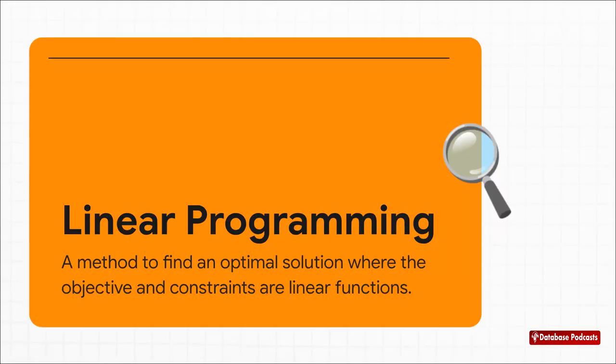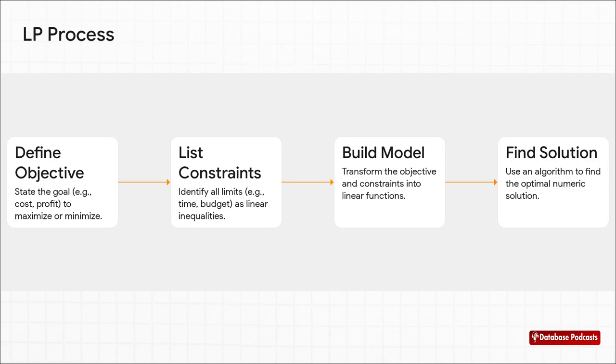Linear programming is just this incredibly powerful way to find the absolute best outcome when you're working within limits. So think about trying to maximize your profit, but you only have a fixed budget to work with. The key here, and it's a big one, is that both your goal and all your limits can be written down as simple linear relationships. And the process for this is super structured, almost like a recipe.